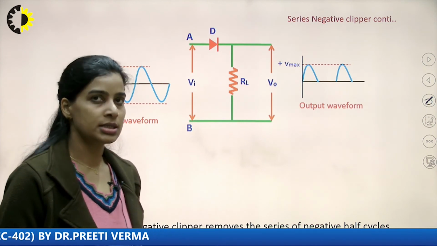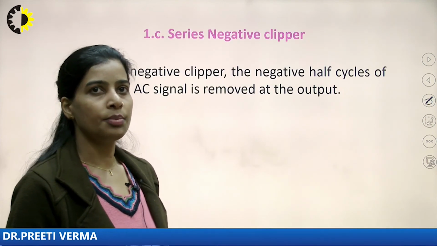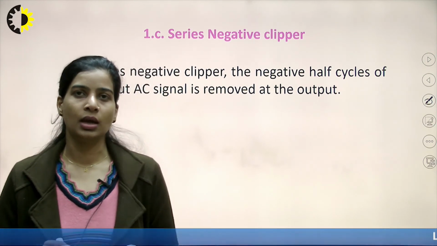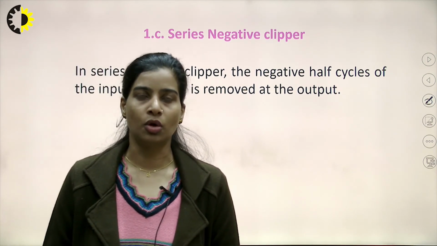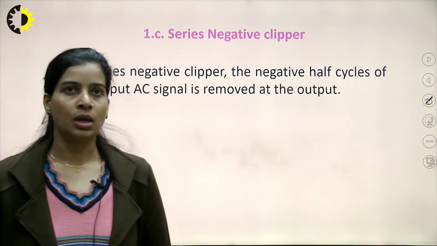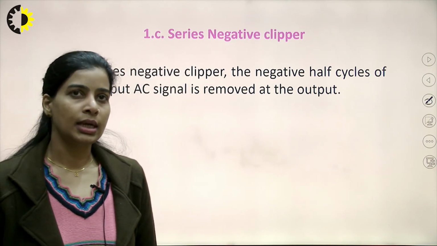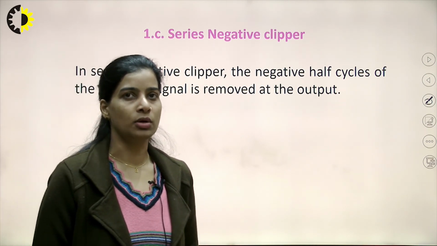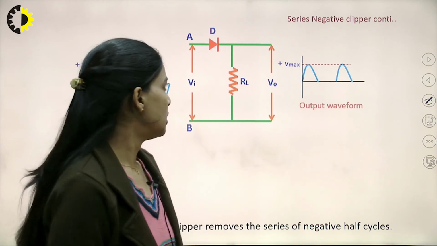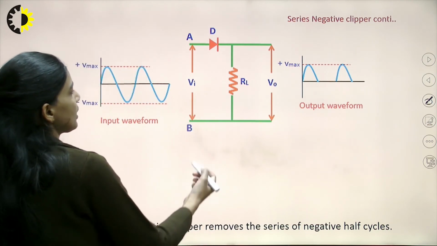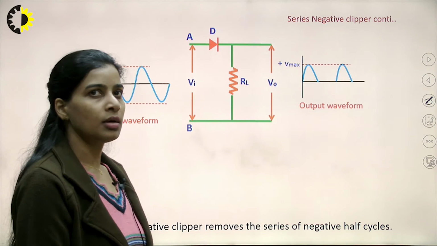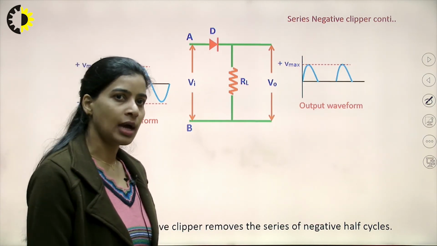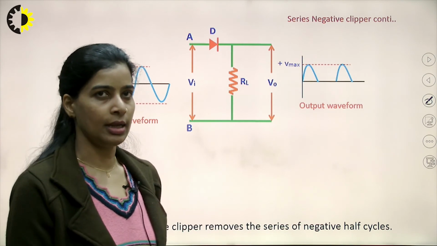Then next is the series negative clipper. The previous one was the series positive clipper that was clipping out the positive waveform of the input. In the series negative clipper circuit, we can clip out the negative part of the input waveform. Here in this circuit, that is the same as the half wave rectifier. So, we can say half wave rectifier is a kind of clipper circuit.